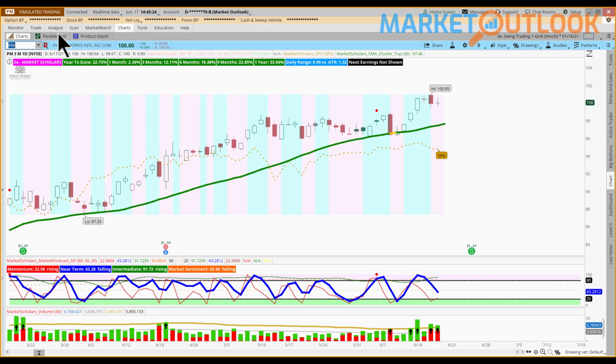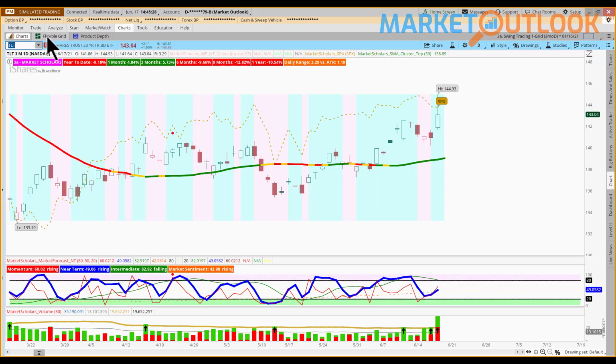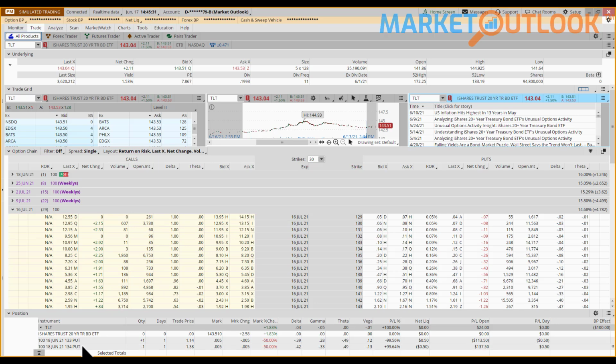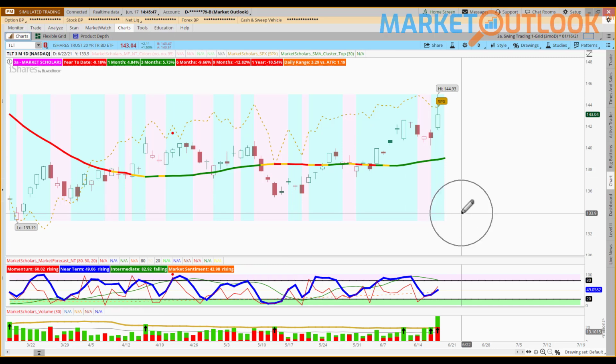Next trade is TLT. Remember, TLT is the long bond trade, and this was a bullish trade. In this case, we sold the 134 put, we bought the 133 put. So this is a bull put spread. We want the security to stay above the sold strike of 134. We're not going to have any problem with that whatsoever. 134 is way down here. So obviously this one worked out very nicely.